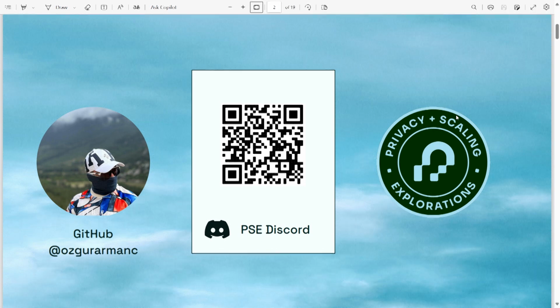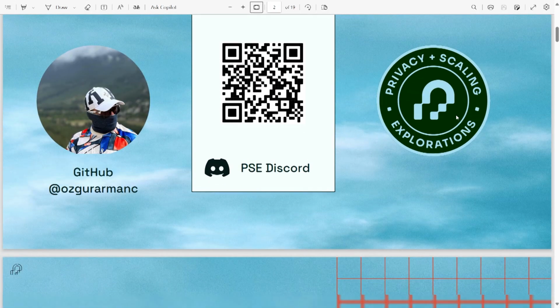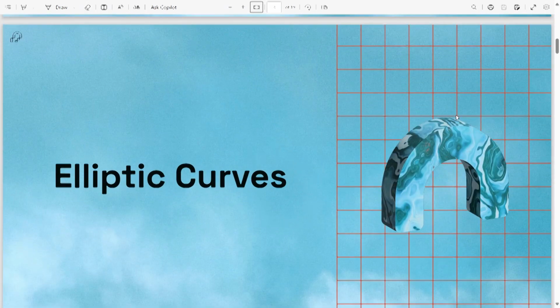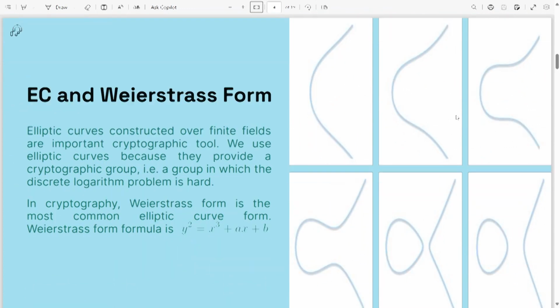So yeah, elliptic curves. I will pass this immediately. As you can see here, we have different images of elliptic curves, and the elliptic curves constructed over finite fields are our best friend, as I told you, because they provide us a cryptographic group in which the discrete logarithm is pretty hard. We want this because we don't want people to solve our calculations easily with brute force.